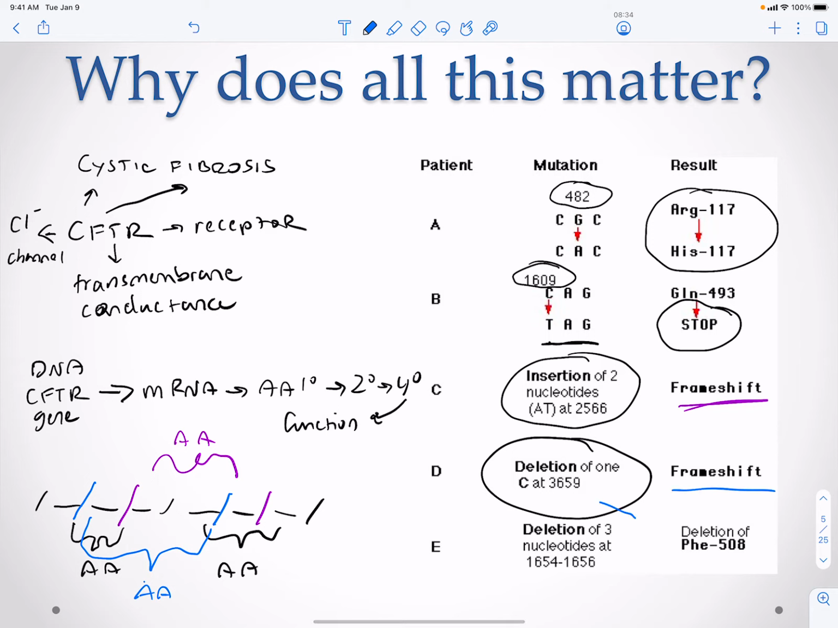You can have a deletion of 3 nucleotides, and that will not give you a frame shift like the other 2, but it'll give you a loss of an amino acid in that position. And depending on where that is located, it's going to cause misfolding of the protein, and it can cause a dysfunctional protein. So there are many mutations that have been identified within this CFTR gene that have correlated to symptoms of cystic fibrosis.